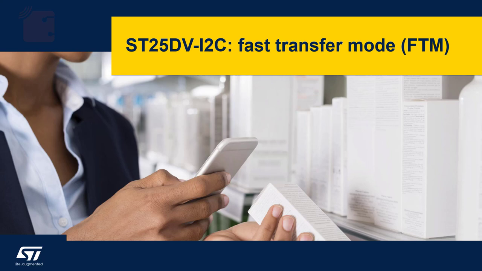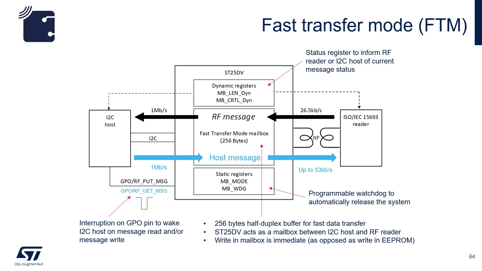Now we are going to look at the fast transfer mode. The ST25DV fast transfer mode is where a RAM-like buffer acts like a mailbox to send data from the I2C host to the RF reader. The I2C host first writes the message containing data into the mailbox.